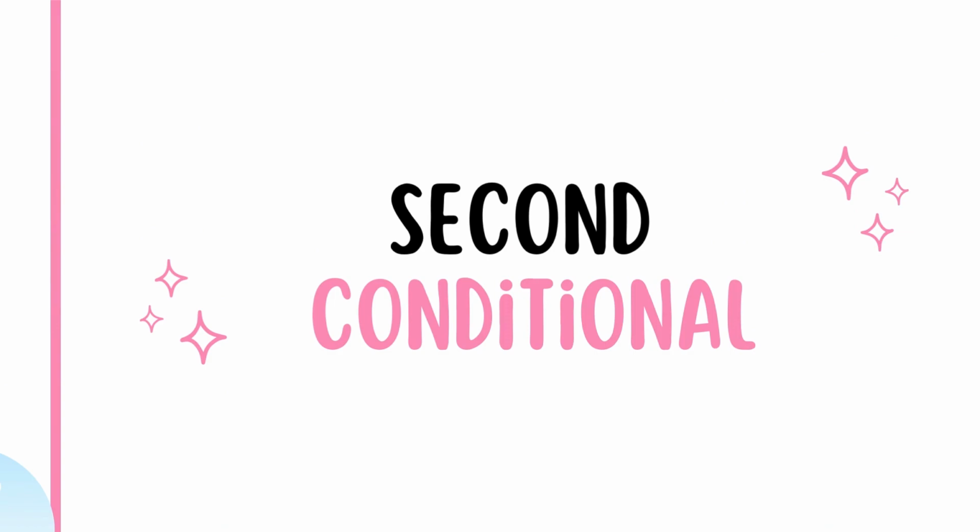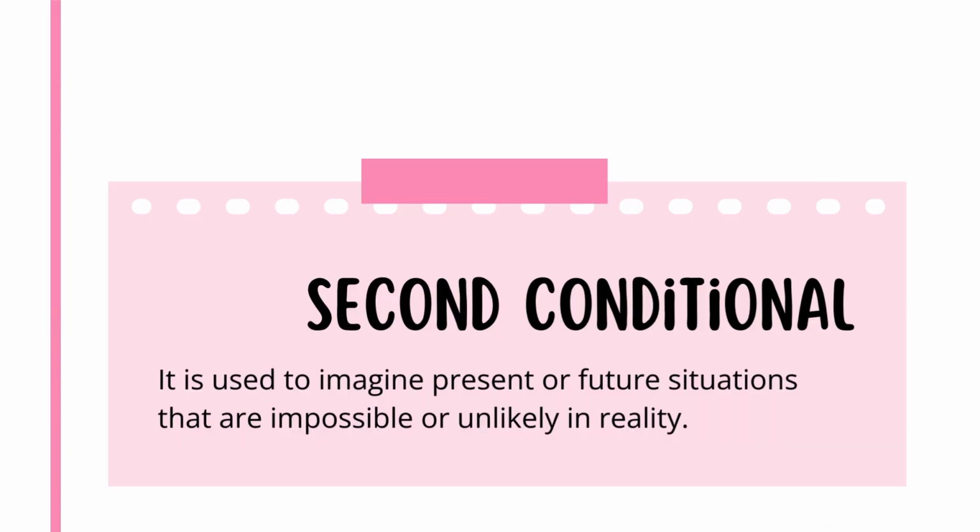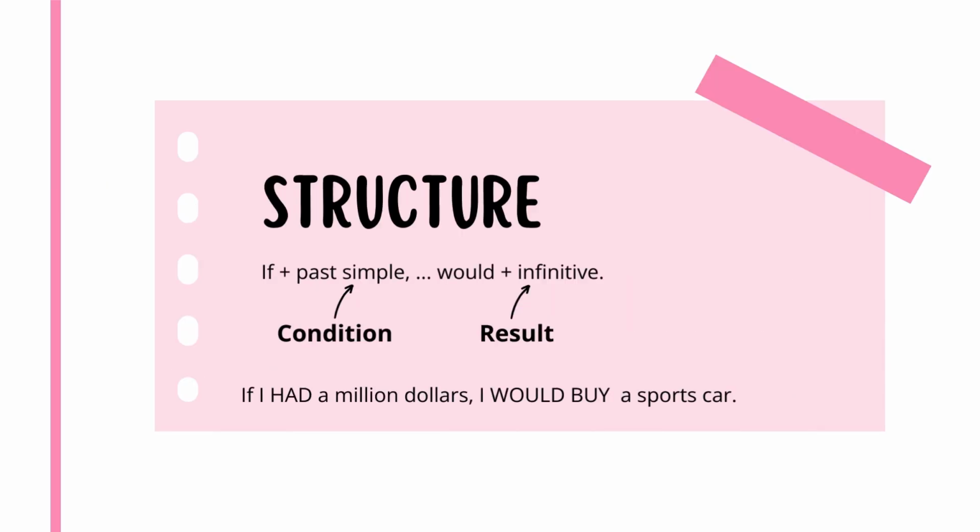Second conditional. The second conditional is used to imagine present or future situations that are impossible or unlikely in reality. This is situations that, due to the circumstances in the present, are not likely or almost impossible to become true in the future.